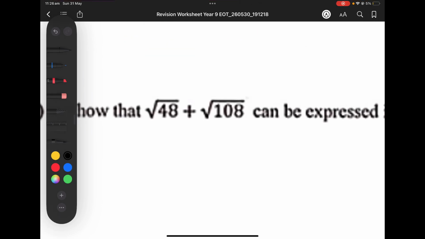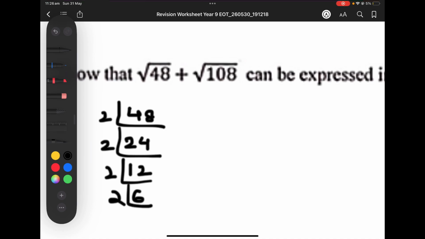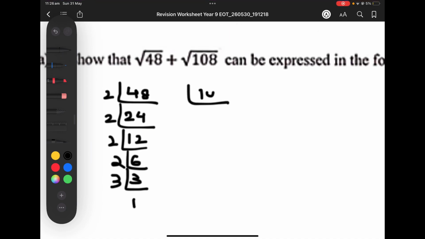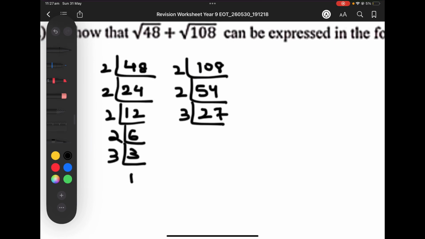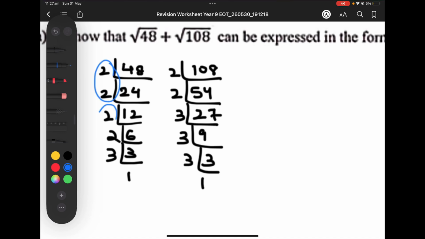Again, in terms of prime factorization, for 48 you go with 2 twos are 4, then 2 times 12 is 24, then 2 times 6, then 2 times 3, then 3 times 1 is what you're left with. Now I have 108 again: 2 twos are 4, 2 times 27, then 3 times 9, then 3 times 3, and then 3 times 1 is what you get. So make the pairs in here. This is one pair, this is one pair.